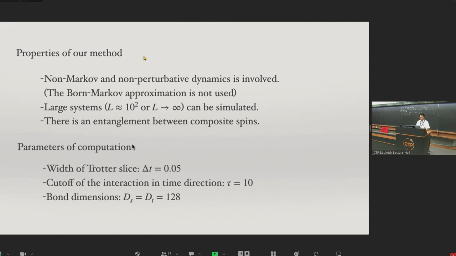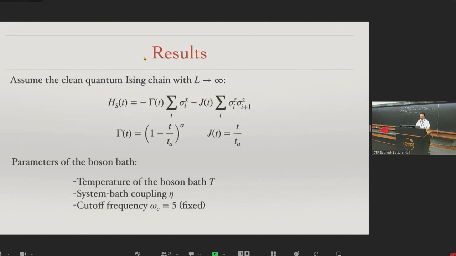We use these parameters in our computation. The width of the time slice is 0.05, and the cutoff of the interaction in the time direction is 10, as I mentioned. The bond dimensions are 128 for the time direction and the spatial direction. Now, I explain the results. We assume a clean quantum Ising chain without disorder with infinite size. And we consider this scheduling of the transverse field and the spin coupling.